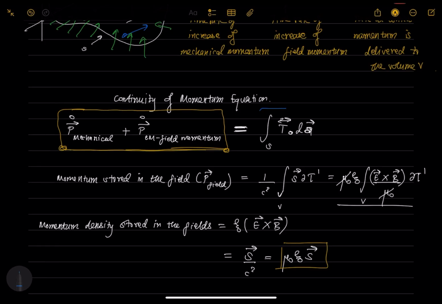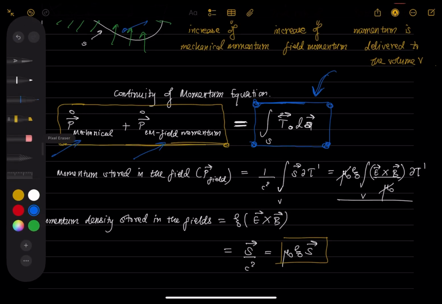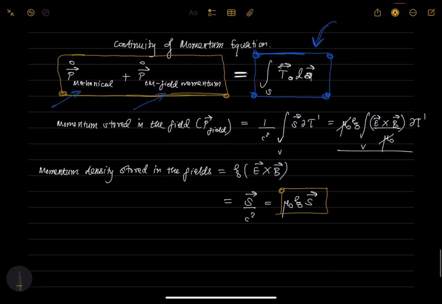changes with a time rate that's given by the surface integral of the Maxwell stress tensor over the surface which bounds the volume. So it's like something's coming in, and that thing that's coming in is going to two things: the mechanical momentum and the EM field momentum. We derived explicitly what the momentum density in EM fields is, and I think it's advisable to remember this result. That is permeability times the permittivity times the Poynting vector. Thank you. That was all.